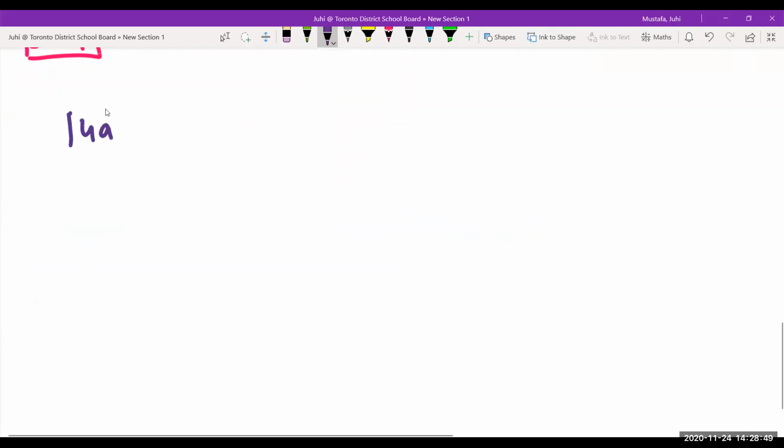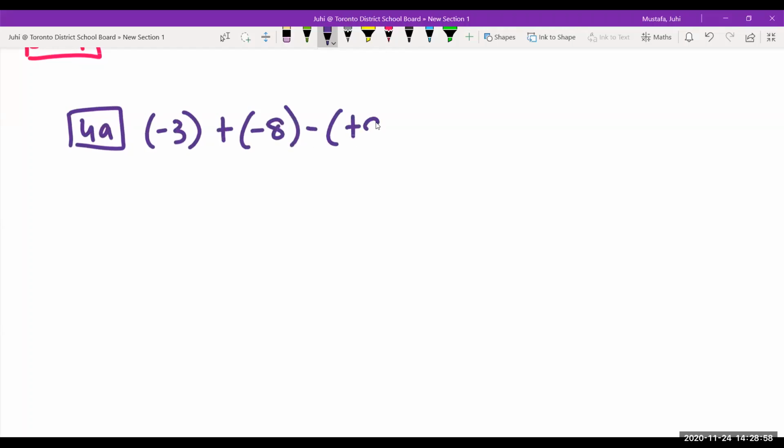It's going to be question 4A from your homework, and it's going to be bracket negative 3 plus bracket negative 8 minus positive 9 minus negative 7. I'll give you guys a couple of seconds to write this down. Is that an A beside the 4 or is that a 9? It's 4A. Okay, thank you.